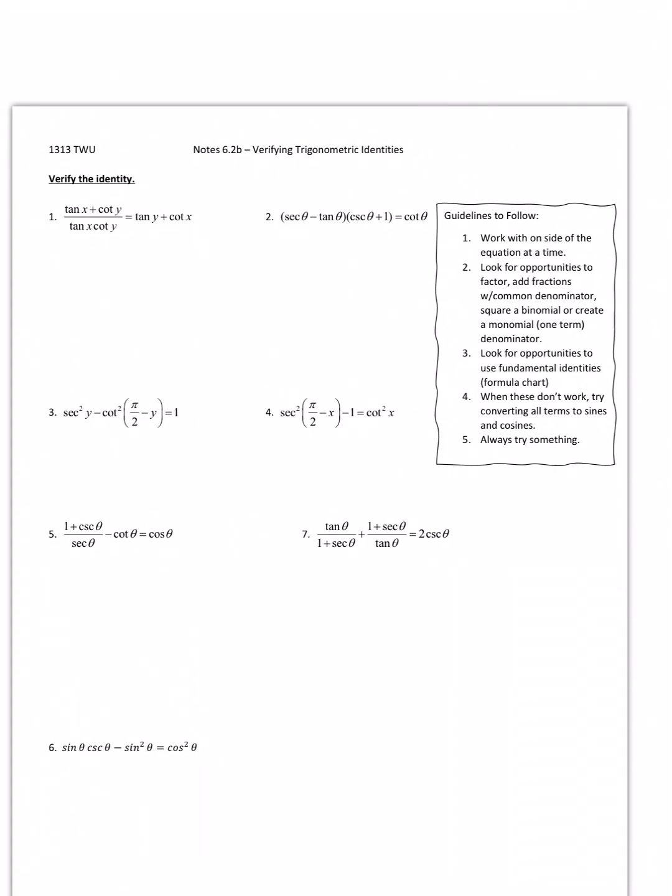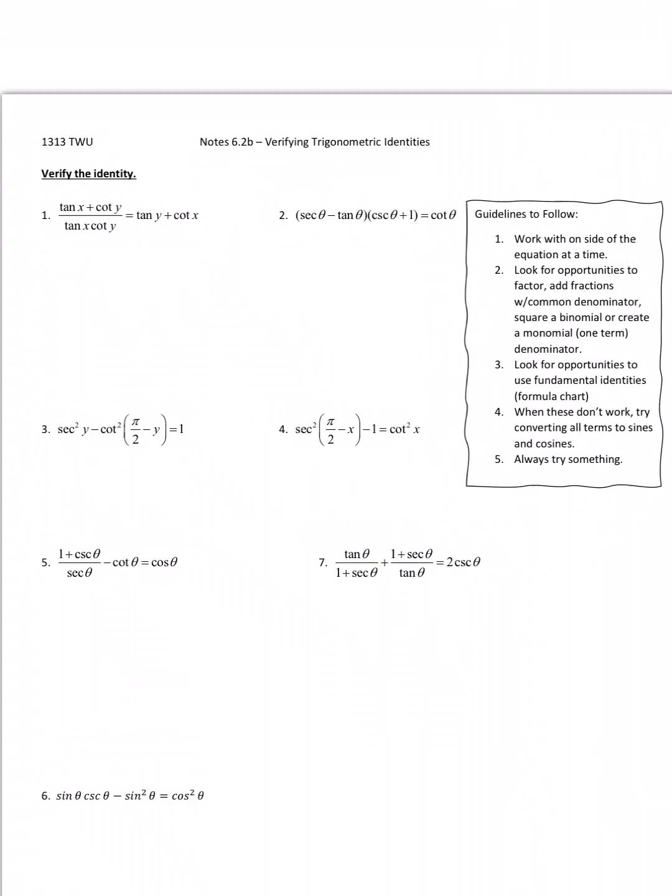All right, in 6.2b, we're going to continue verifying identities. These are just going to be a little more challenging, so I hope you're up for the challenge. It makes it more fun. So let's just start with number 1.